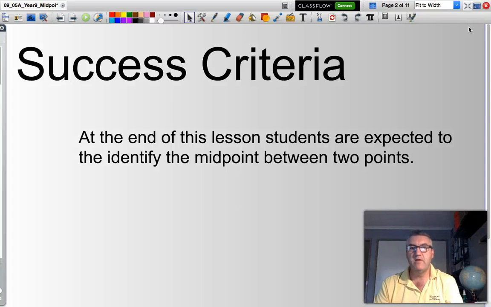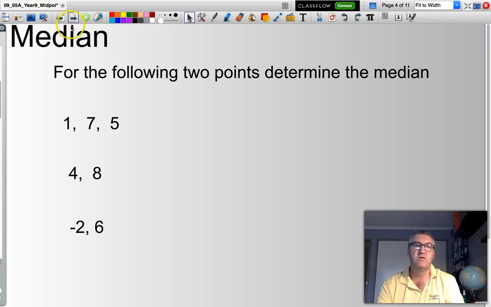Well, hello and welcome. In this presentation, we are looking to be able to identify the midpoint between 2 points on the Cartesian plane. Now, as a bit of a recap, consider medians.